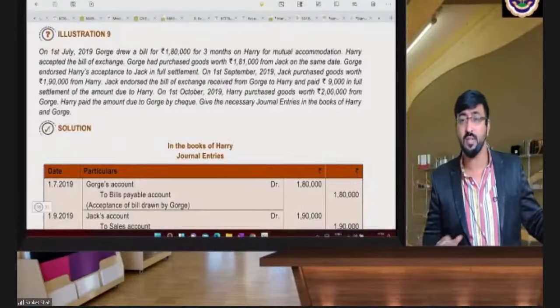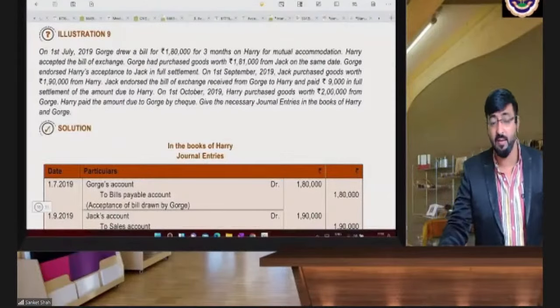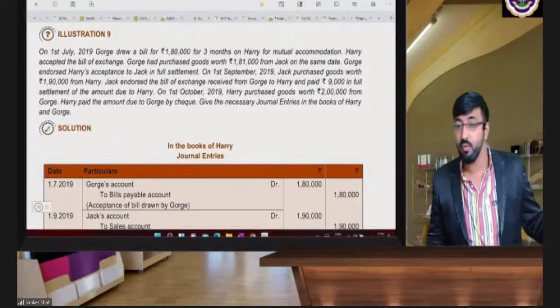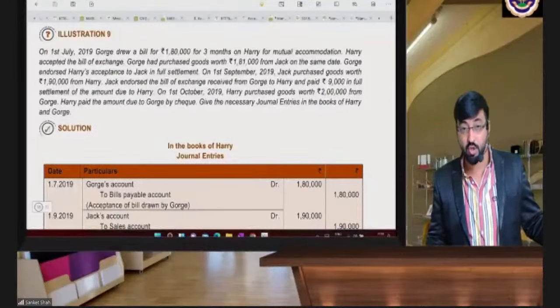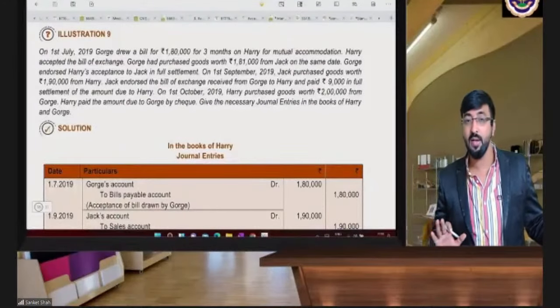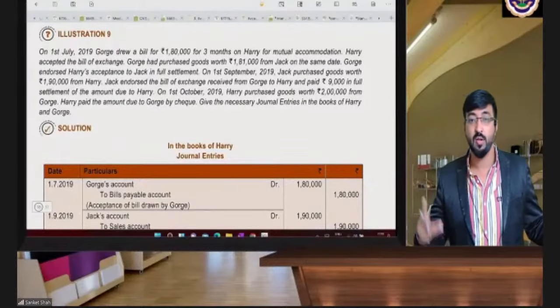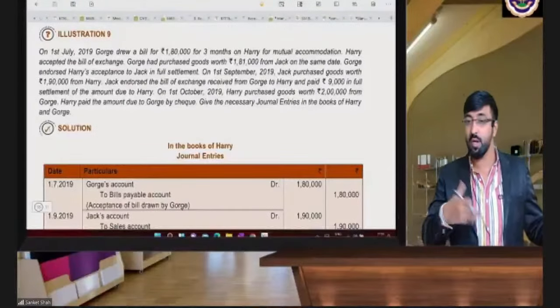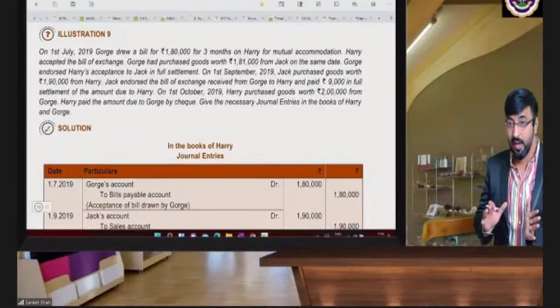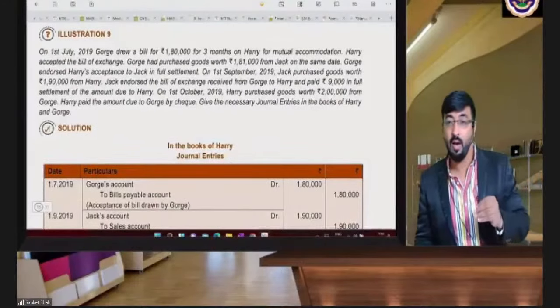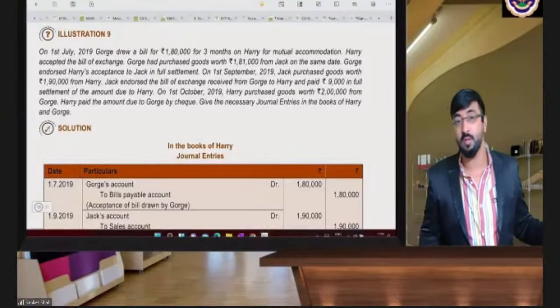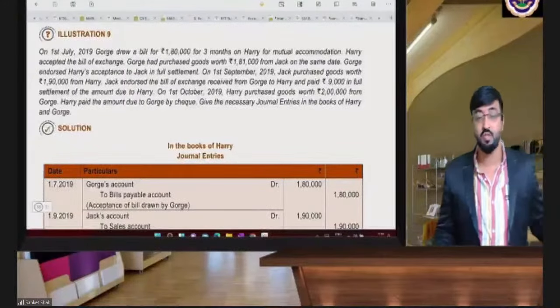So let's concentrate on illustration number 9. Beta, I will give you the index at the end, so take some screenshots of the index. So don't write any index. First understand this question, illustration number 9. Take screenshots, and then we are going to pass. First I will draw the diagram for you, and I will give you 2 to 5 minutes to draw this diagram. Chalo.